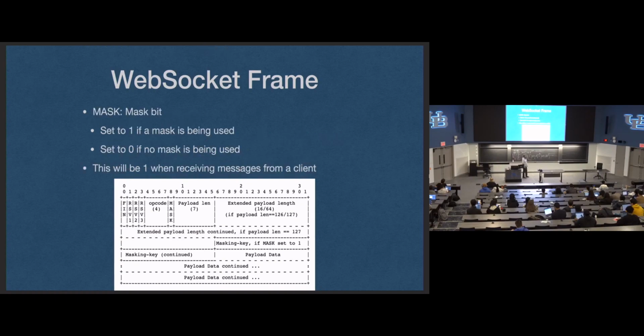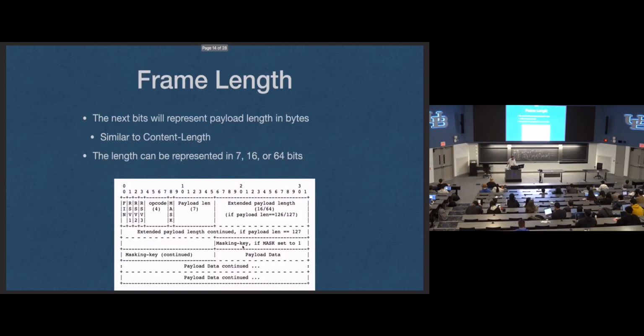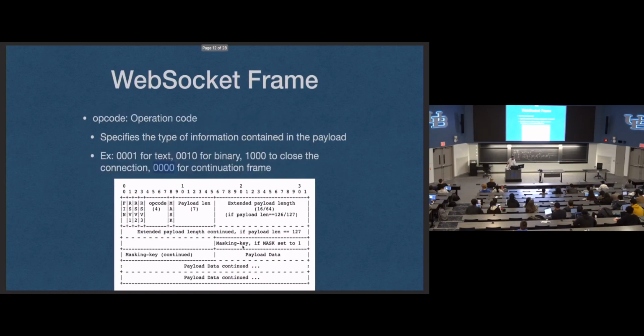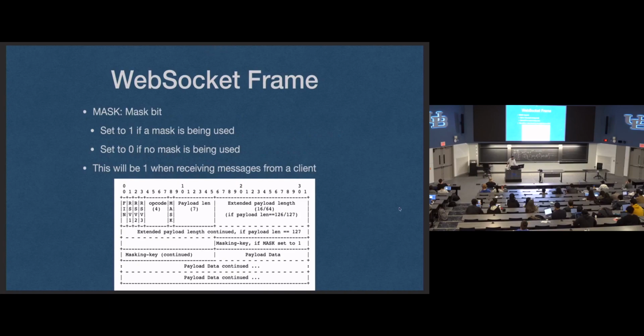The mask bit is a 1 if a mask is being used, and 0 if a mask isn't being used. I have a lot more to say about masks later on, but I'll keep it at that. This will be a 1 when you're receiving messages from the client and a 0 when you're sending frames back to the client. That's all I'll say about masks until we get to this masking key. So it's 1 if it's on and 0 if it's off.